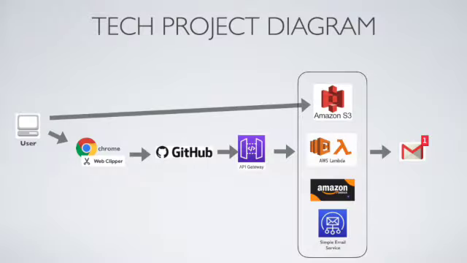So the next thing we're going to do is walk through the diagram on the screen. So as a user, you're going to be doing two things here. Number one, you're going to be storing your resume on S3. Number two, you're going to be interacting with Chrome and Web Clipper. As I mentioned earlier, Web Clipper is a service that can take text and push it to different places like GitLab or GitHub. In this case, we're using GitHub, and GitHub has the unique ability to know when things are posted there and push it to different places like API gateways.